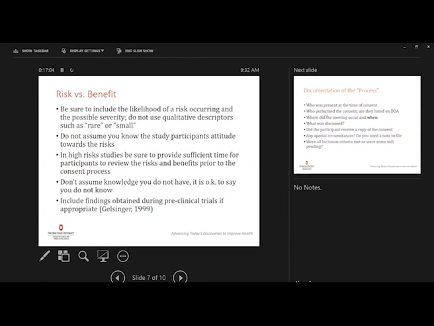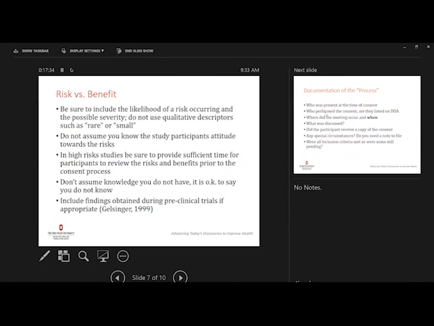Don't assume that you know the study participants' attitude towards risks. What may seem like a big risk to you, they may not see as a risk. Something that you see as small, oh, we're just going to do a blood draw. To them, it may be major if they have a huge avoidance of needles. So don't assume that you understand or know where they're coming from.